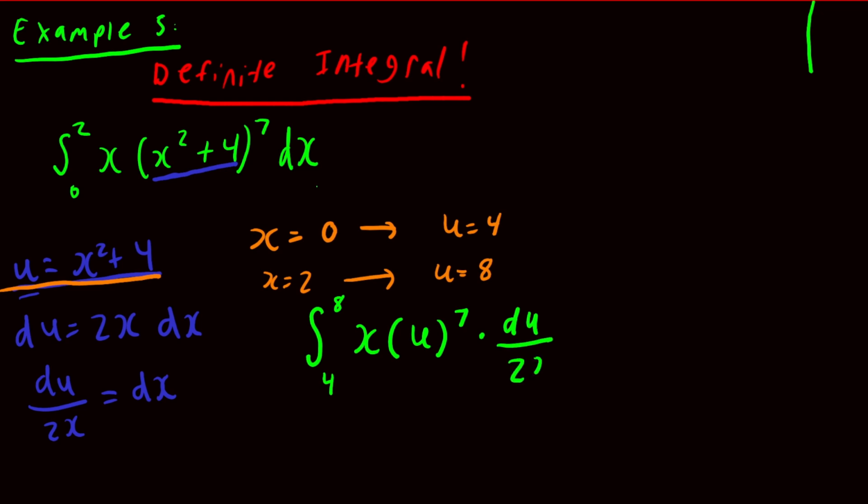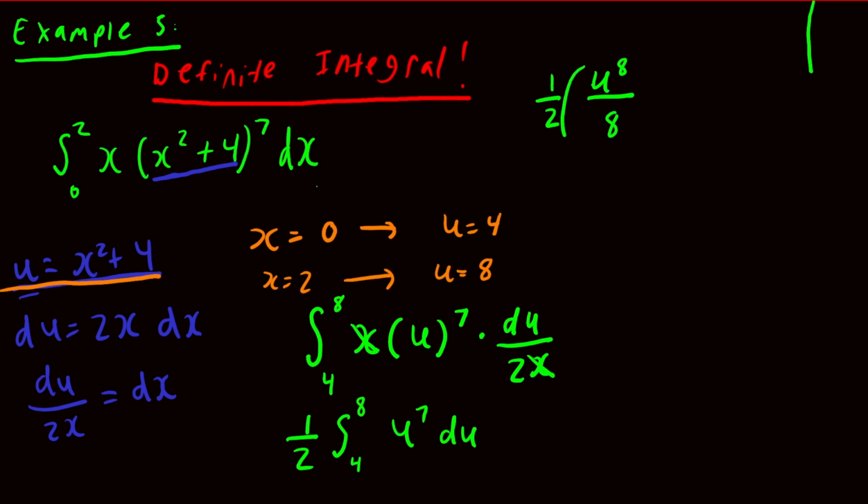It's the same steps. Now cancel. Okay, so now we have u to the 7th times du over 2. So now the integral from 4 to 8 of u to the 7th du. And we're going to pull out that 1/2, like we did in the last question. So now we have 1/2, and then the integral of u to the 7th is just u to the 8 over 8, from 4 to 8. Boom.